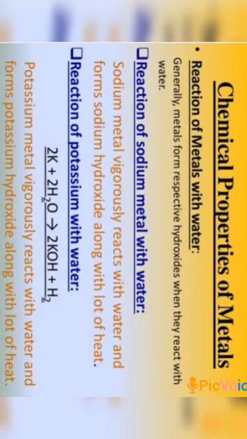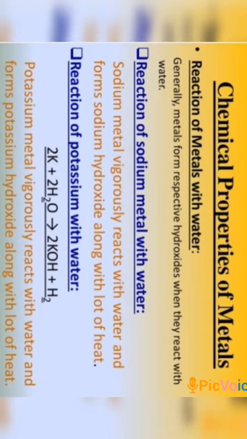Next property of metal is that they react with water. Metals react with water to form metal oxides or metal hydroxides. There is always production of hydrogen gas along with this reaction. Now, sodium and potassium are extremely reactive metals. They react with oxygen on their exposure to air. So we have to store them in kerosene.